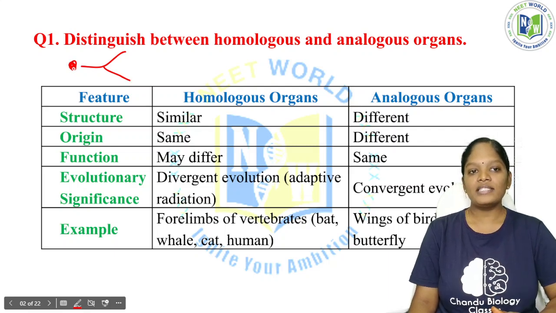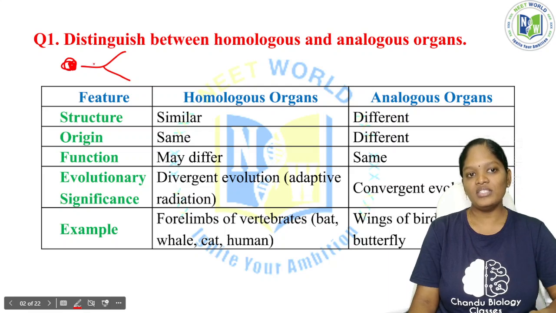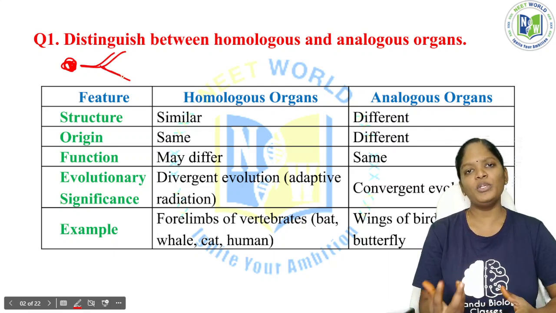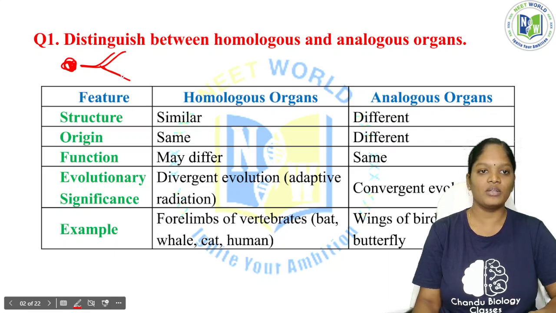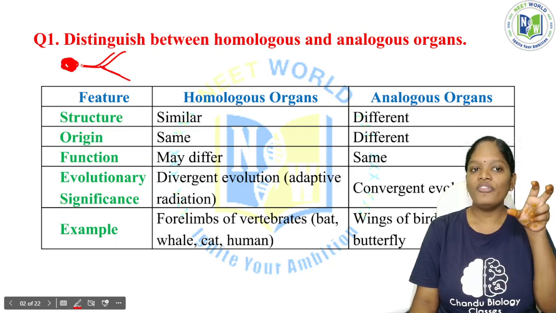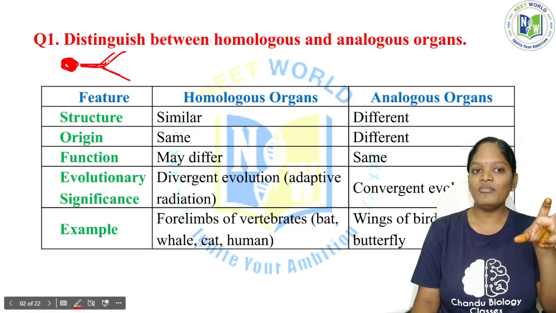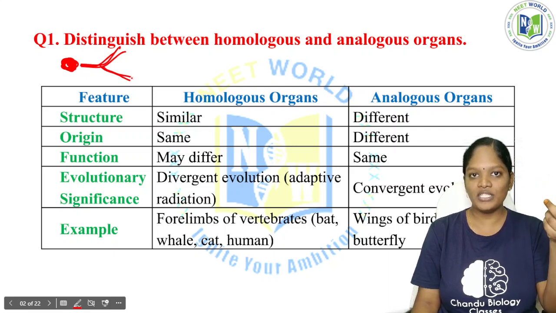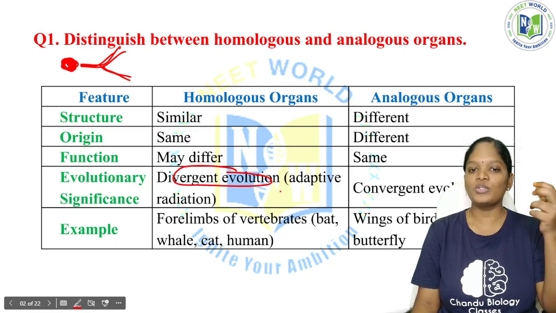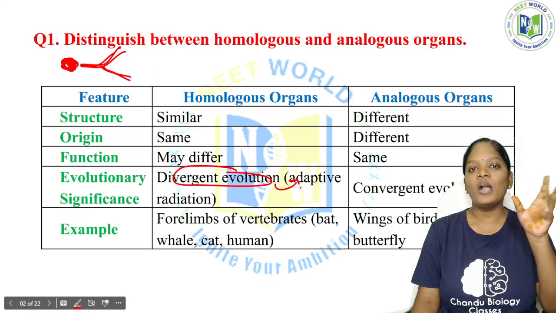As the environment is changing, the species is also acquiring some new characteristic features, so it will evolve into 2 different species. It may be 2 or more than 2 different species. See here, they have a common ancestor. So from the common ancestor they have evolved into 2 different species. So this is what divergent evolution is. We can also call it adaptive radiation.